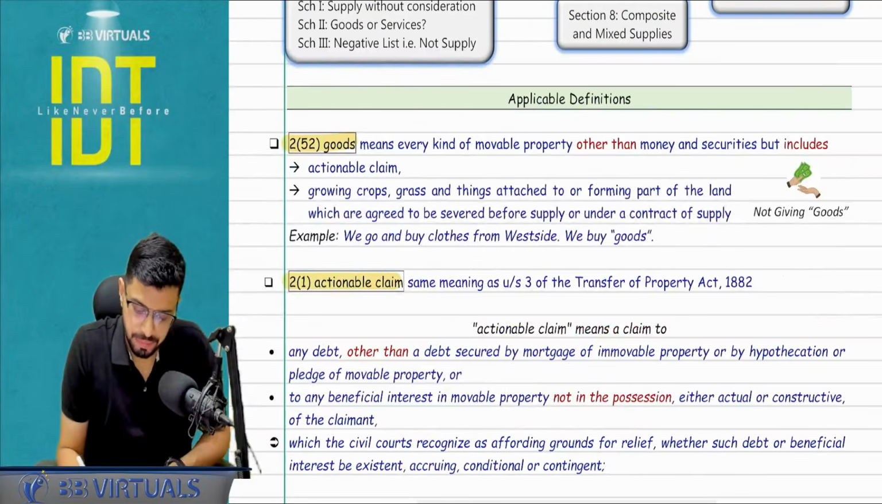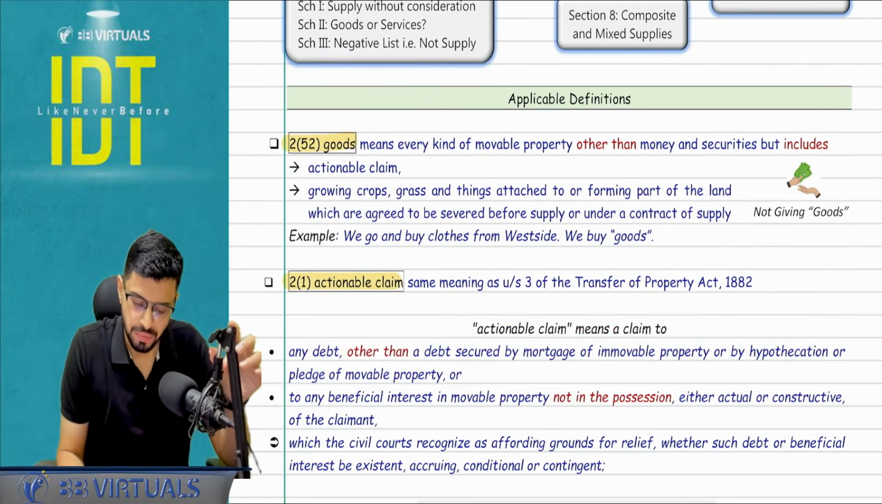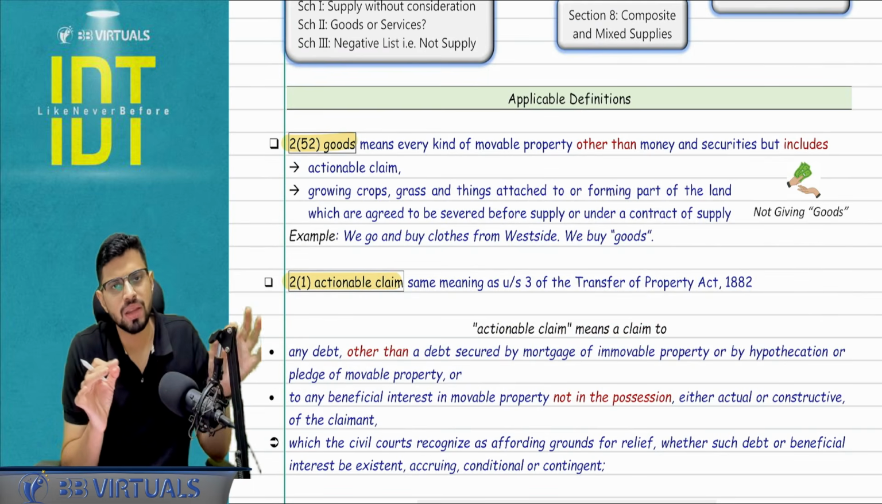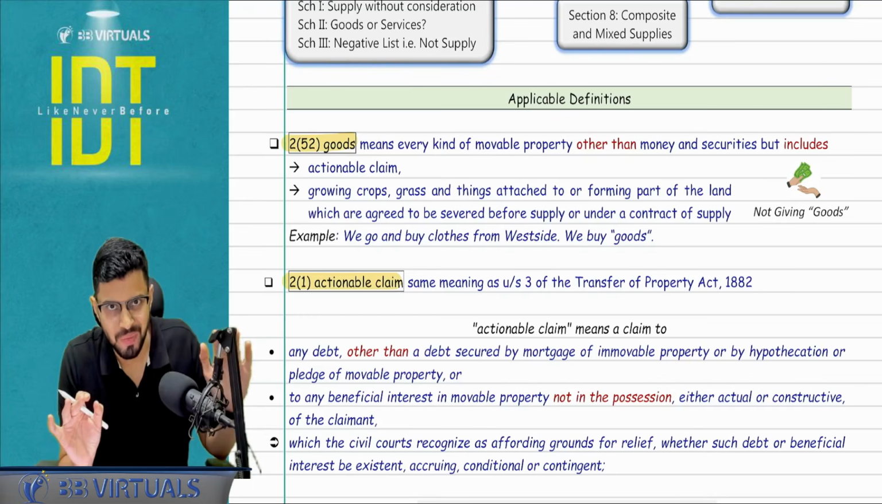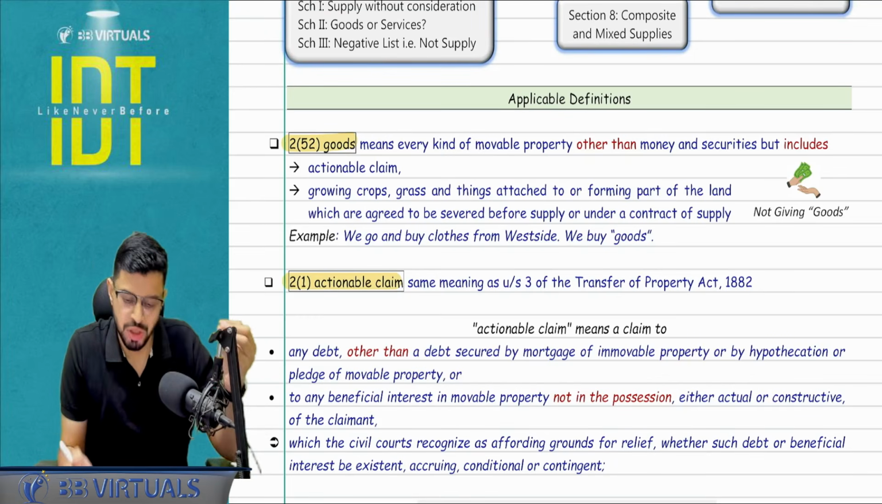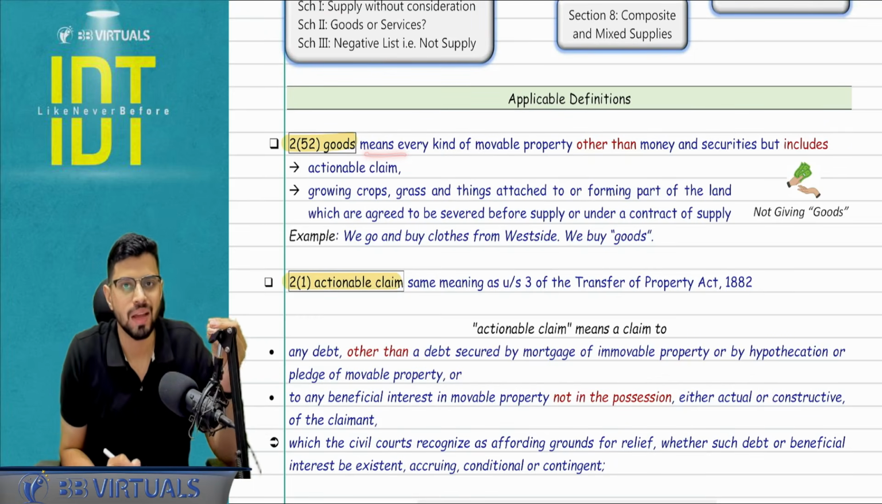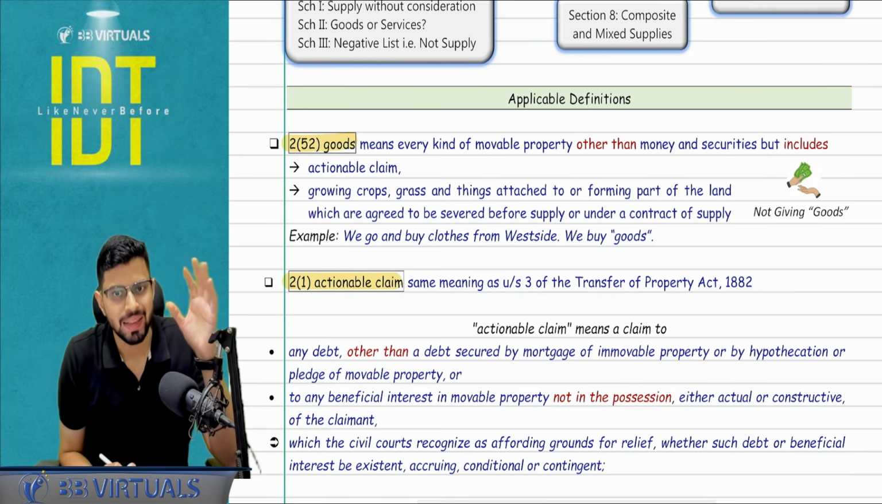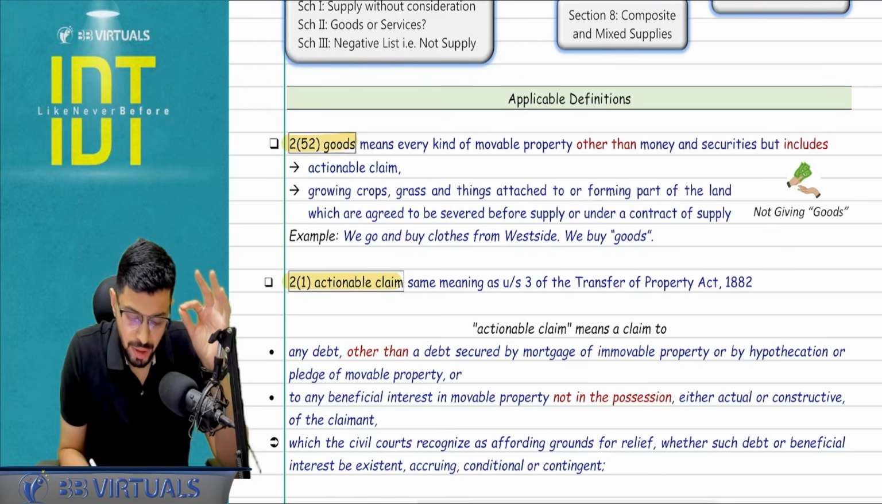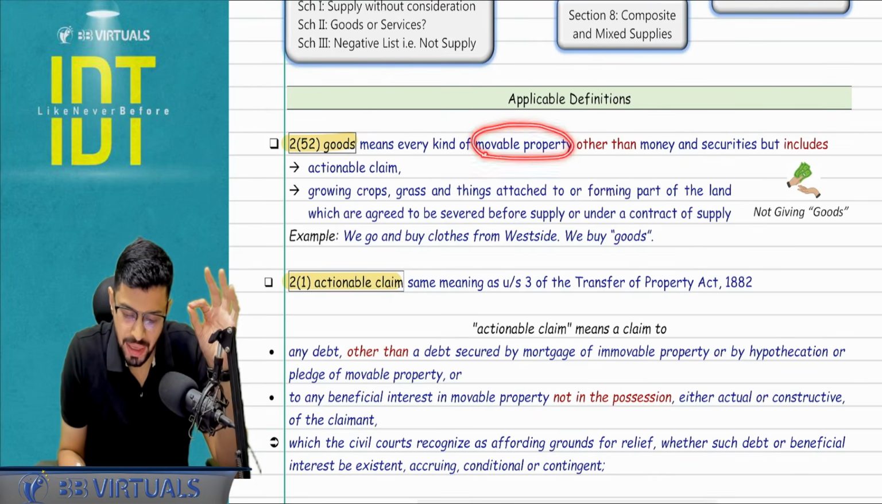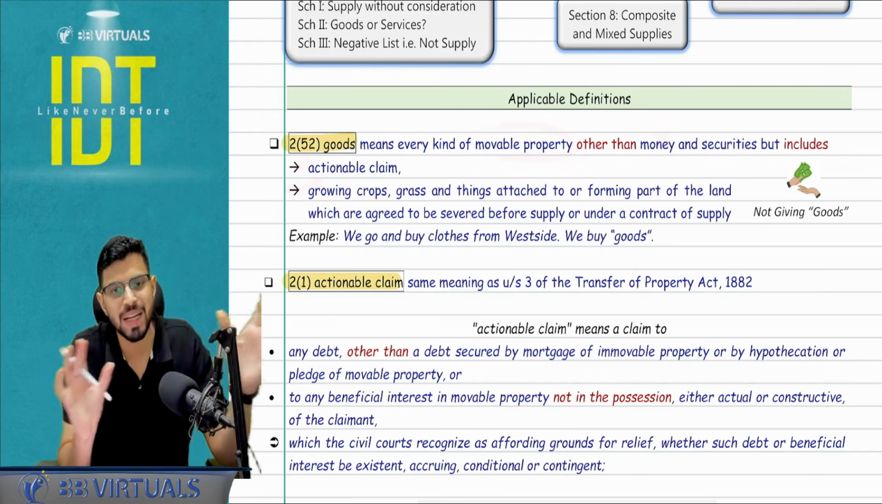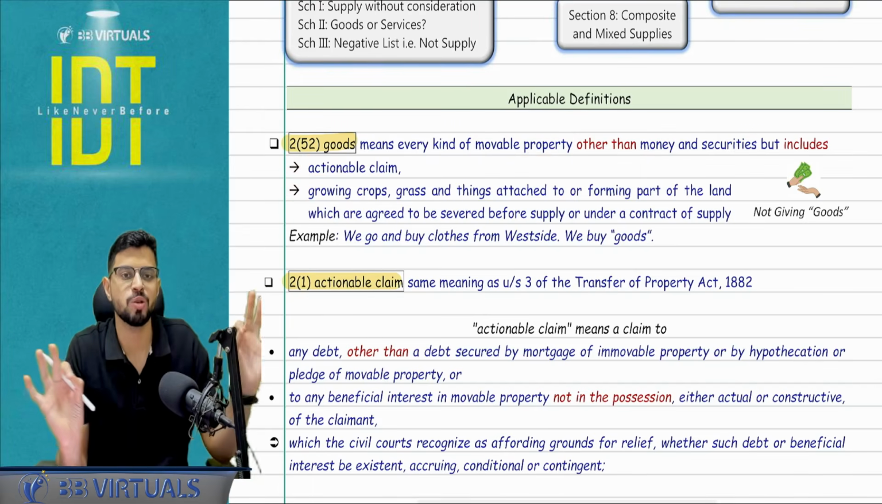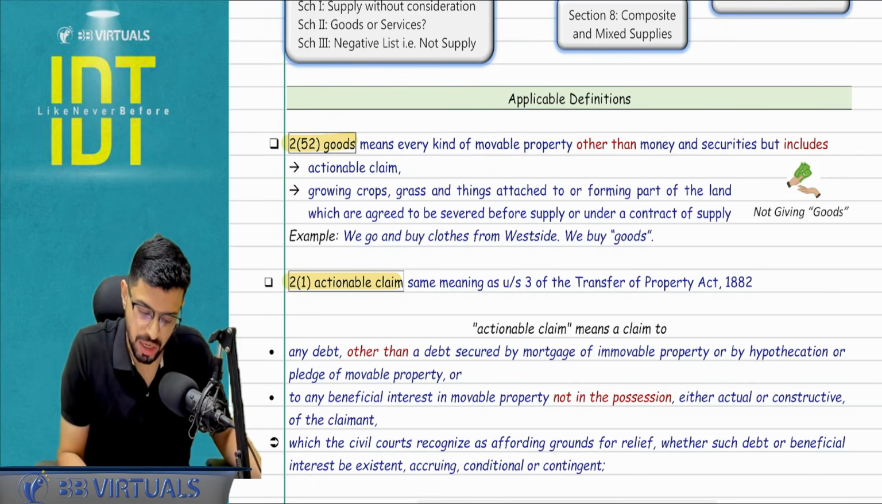Goods means, pay attention everyone. Sir, do we need to learn the definitions as it is? Answer is no. When I'm asking you to learn the definitions, I'm not asking you to learn the grammar. I'm asking you to learn the keywords that at least you should be able to write. You should be able to write this word movable property. You should be able to quote it correctly: other than money, other than securities, but includes these two items. The English language can change, it's absolutely fine. Okay, so let's quickly revise this.